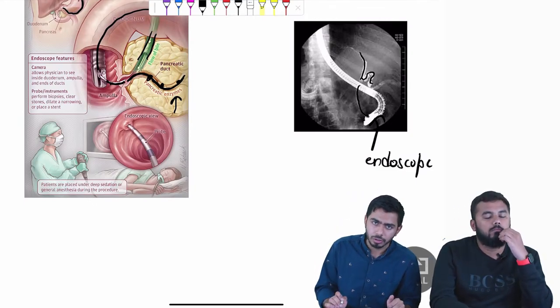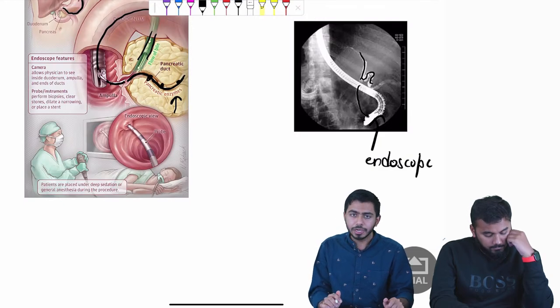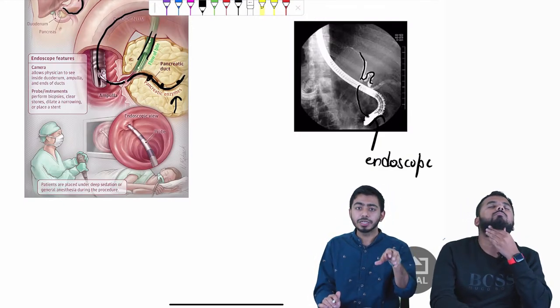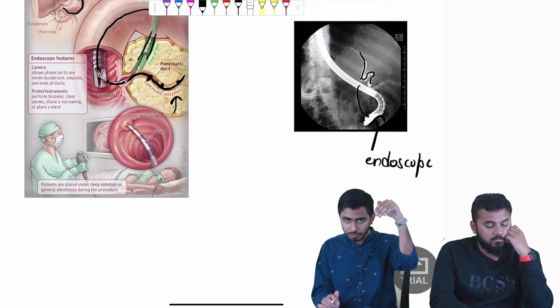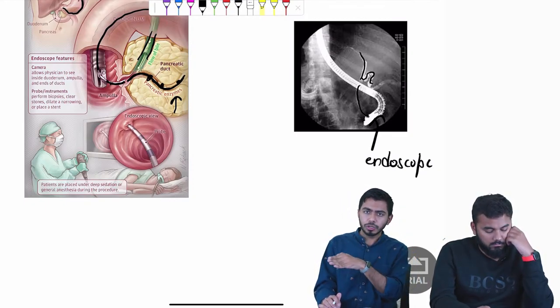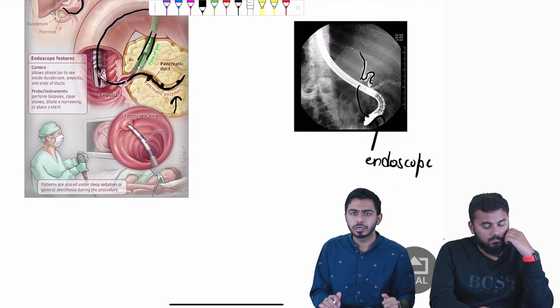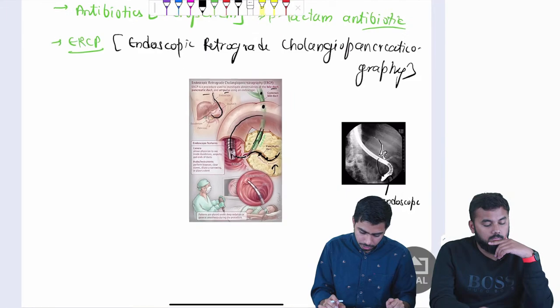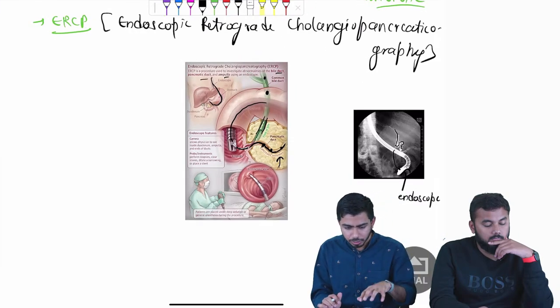That's why cholangiopancreatography. We are doing this procedure endoscopically, that's why endoscopic. We are doing it retrogradely, we are first of all moving forward into the duodenum and then going back, so it is also called retrograde. So endoscopic retrograde cholangiopancreatography, I hope it is clear, so that can be used.